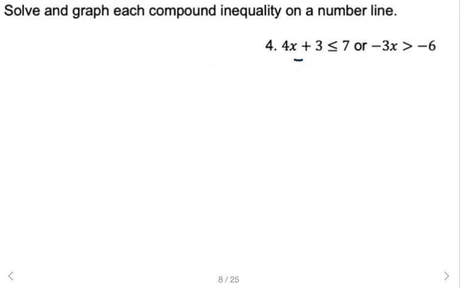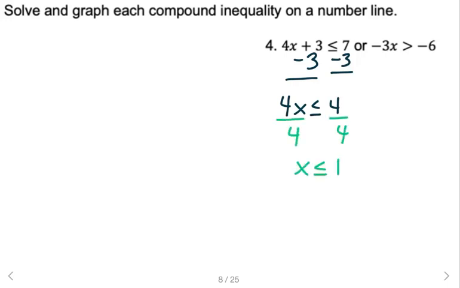All right, this time we'll subtract 3. That gets rid of the plus 3. So we have 4x is less than or equal to 4. And then to get rid of multiplying by 4, we'll divide by 4, and x is less than or equal to 1. On the second one, to get rid of multiplying by a negative 3, we'll divide both sides by a negative 3. One thing you have to remember with the inequalities is if you multiply or divide both sides of the inequality by a negative, you have to reverse the inequality symbol.